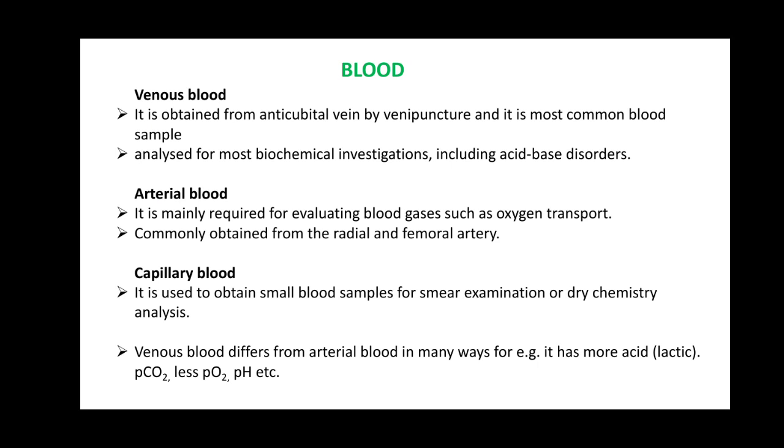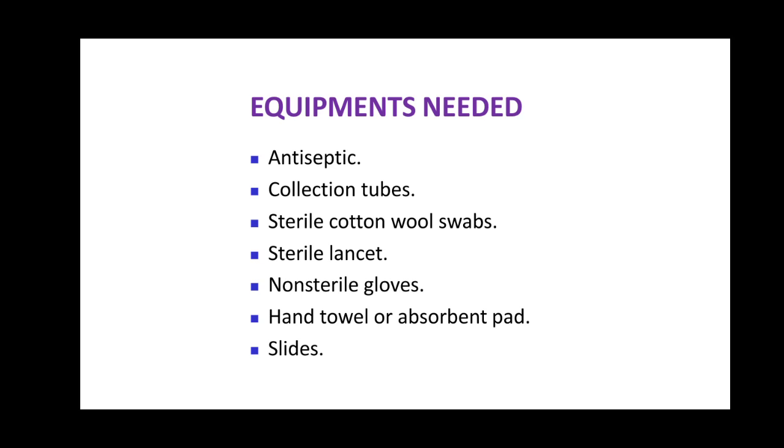Venous blood differs from arterial in many ways. For example, it has more lactic acid, more partial carbon dioxide, and less partial oxygen and pH, etc. So more than the arterial blood, venous blood is preferred. And the equipment needed are antiseptic, collection tubes, sterile cotton wool swabs.